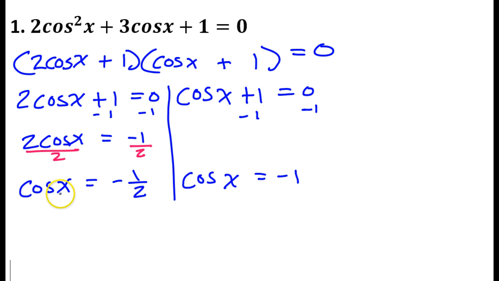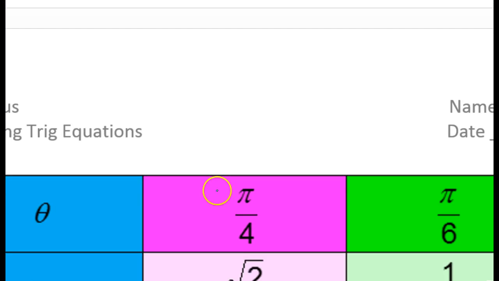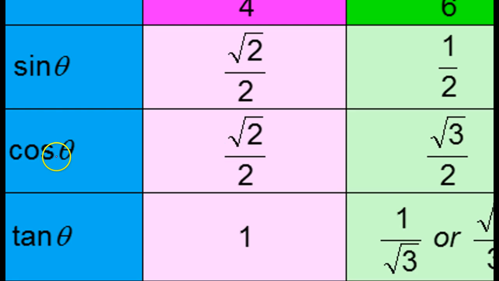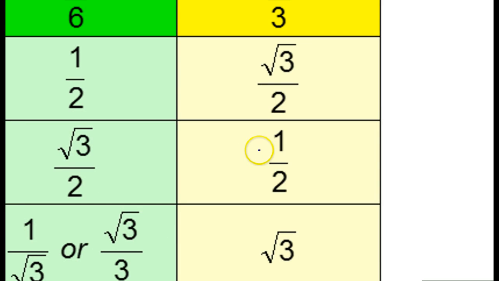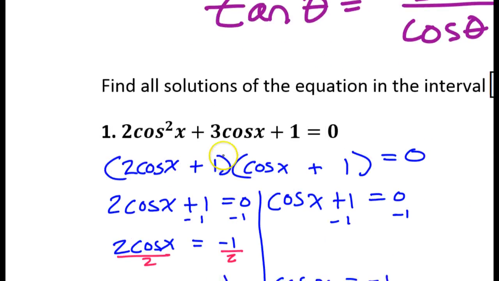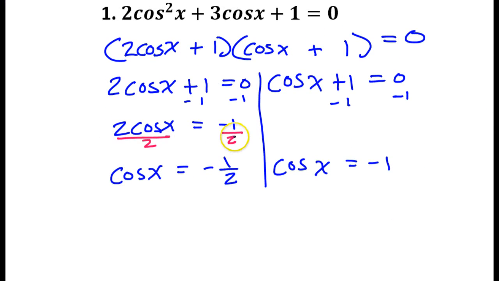Now, what angle will give me a cosine of 1/2? Alright, I'll worry about the negative later, but what reference angle gives me a cosine of 1/2? Remember this information that you should have memorized. Okay, so I've got cosine, here I've got 1/2, that's pi over 3. Cosine of pi over 3 is 1/2. So the reference angle has to be pi over 3.